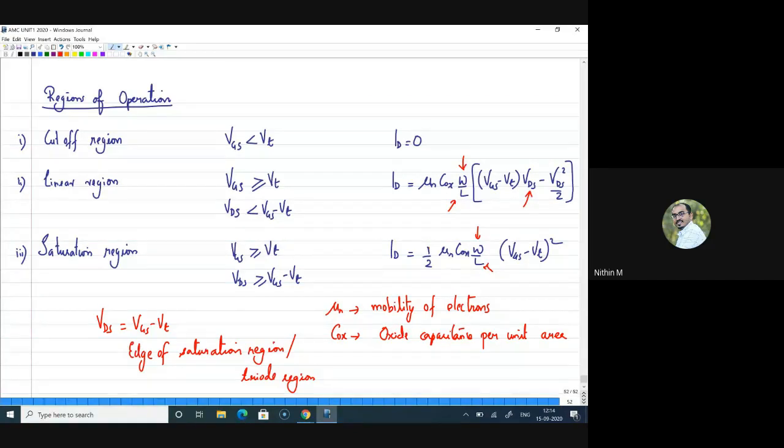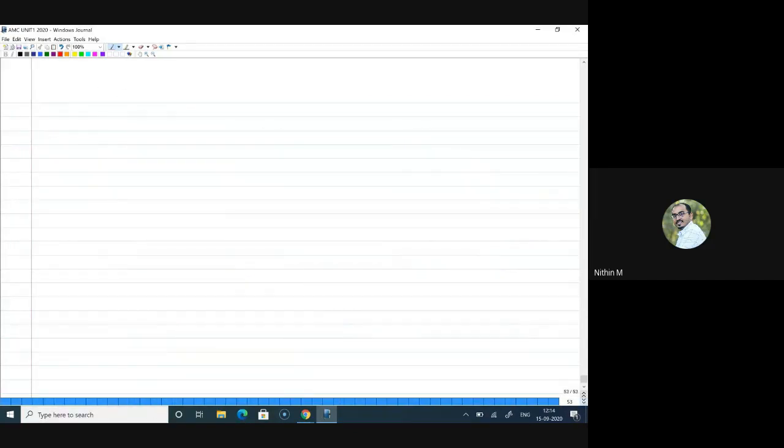If you have doubts I'll take questions just after finishing one more thing. So I have written a parameter called mu n Cox in the current equation, right? And this parameter is otherwise called the process transconductance parameter.